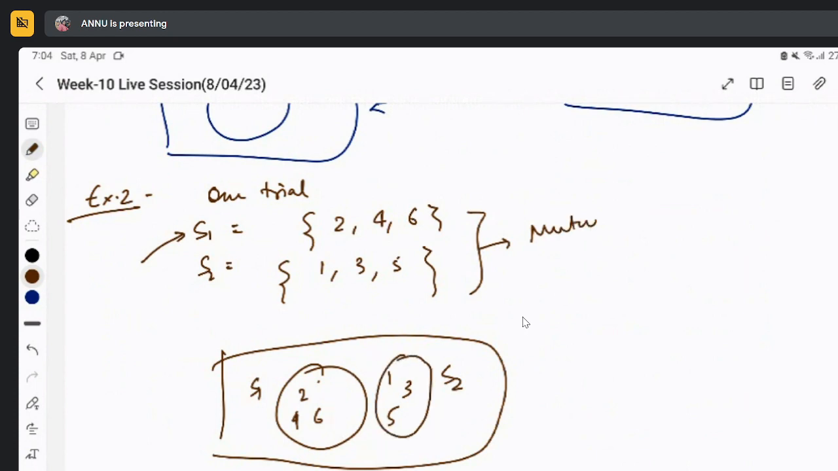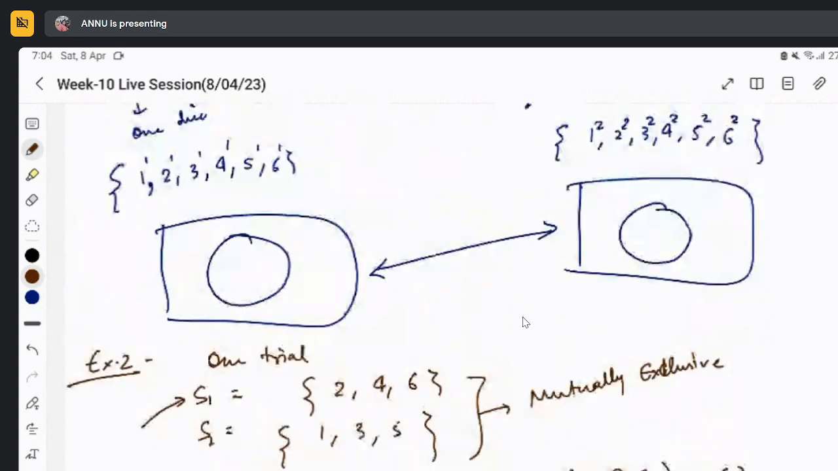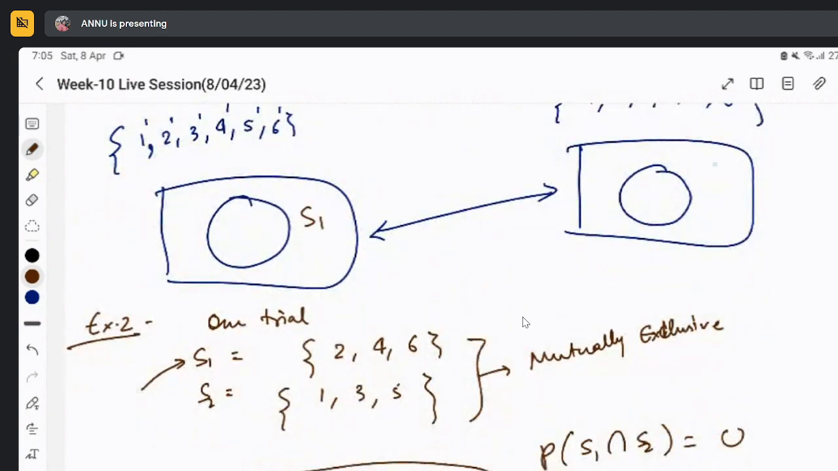Because they don't have any intersection. Mutually exclusive: here the probability of S1 intersection S2 is 0, since S1 intersection S2 is phi. But in the first example, the probability P of S1 intersection S2 is simply the multiplication, because they have different sample spaces, different sample boundaries. So P of S1 into P of S2.